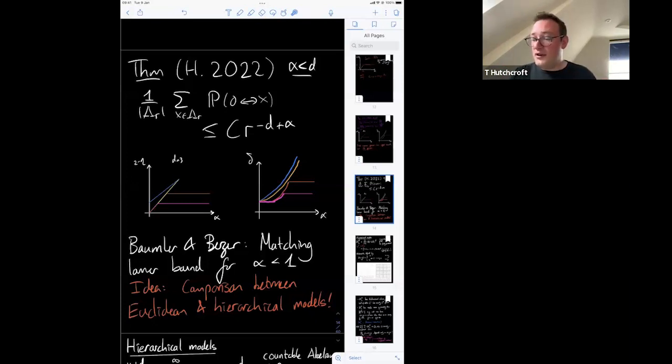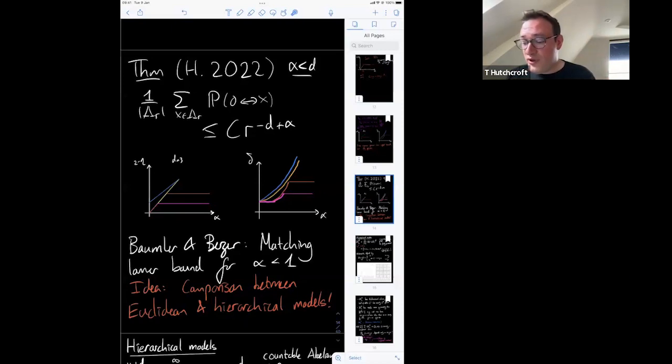In particular, if you look at the average of the two-point function over a box, it's always bounded by r to the minus d plus alpha. That corresponds to this green line here, which is an upper bound on this true exponent curve, which is in red. Just a month or two after I put this paper on the arXiv, there was a follow-up work by Baumler and Berger in Munich, and they proved that a matching lower bound holds for alpha less than 1. So that's this purple curve. So for the model with alpha less than 1, we now exactly understand this exponent.